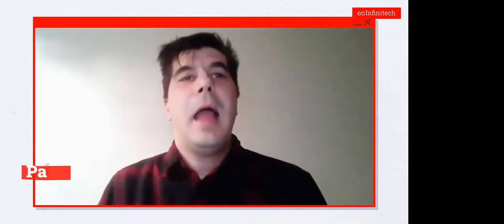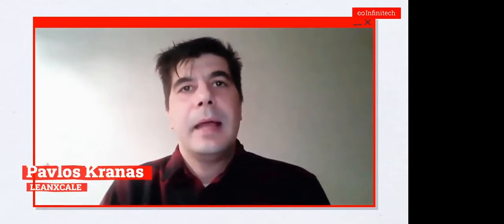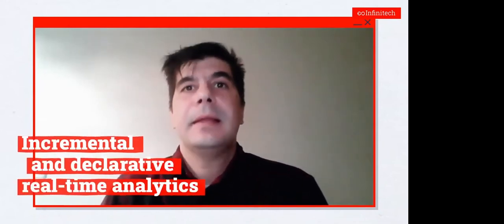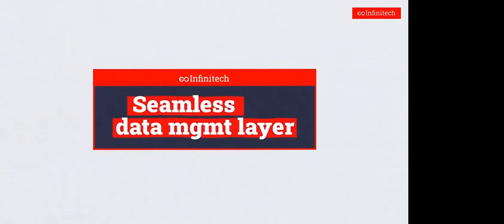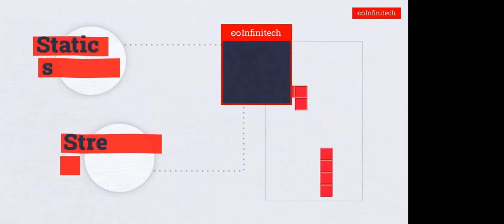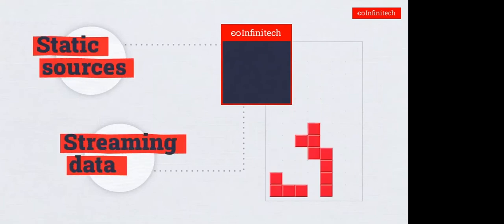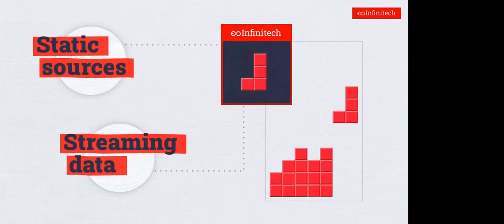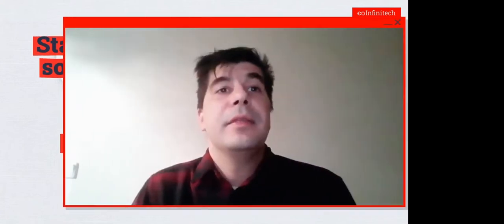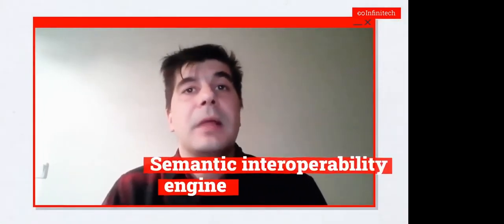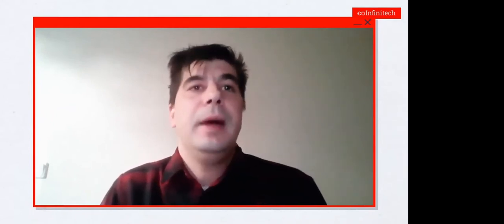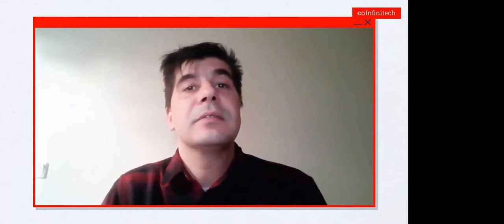That would be me. AI services developed in the project enable advanced analytical capabilities such as incremental and declarative real-time analytics. Infinitech provides a seamless data management layer that allows AI to combine data coming from heterogeneous and diverse sources, having both operational and analytical datasets, allowing for integrating processes over static and streaming data. This, in combination with the semantic interoperability engine of Infinitech, allow AI developers to explore a whole new path and create a new generation of services for fintech.